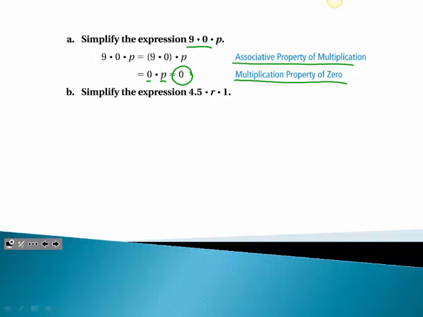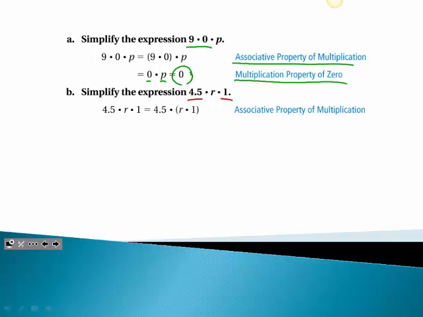Next example, we have simplify the expression. Now I want you to notice, this is the first thing you should look for: are the numbers next to each other? No. So do we need to move them so they're next to each other? Well, first, let's think about it. What is it? It's 1. Can we multiply 1 times r? Well, yes, actually we could. So we don't have to change the order.